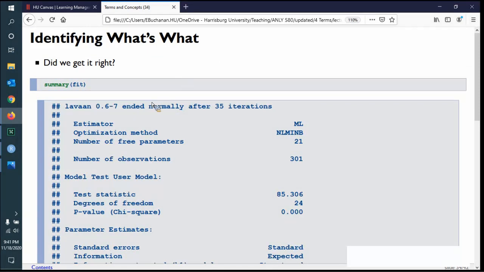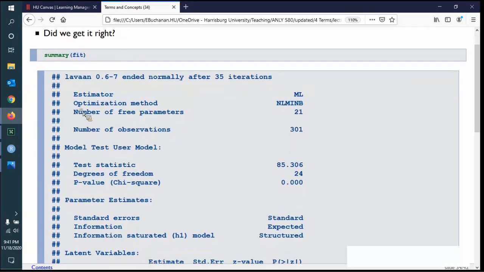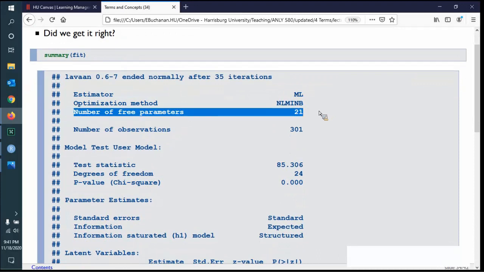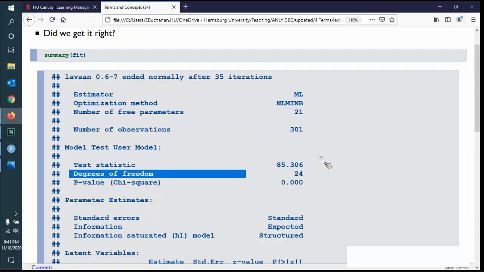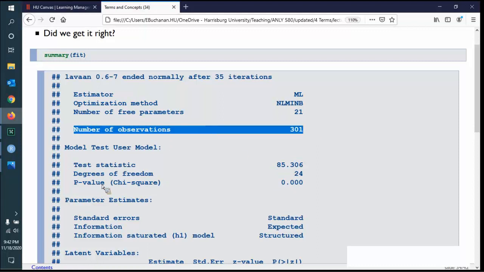So if I print out the summary, we skipped the stuff at the top earlier, but here the number of free parameters is the number of parameters being estimated. Okay, they're freely estimated, is what I keep in mind. And then here our degrees of freedom is 24. So if we add those two together, that's the number of possible parameters, but we are estimating out of the 45, we're estimating 21. And so that number becomes important for our fit indices later. It also tells you sample size, but remember, degrees of freedom unrelated to sample size.